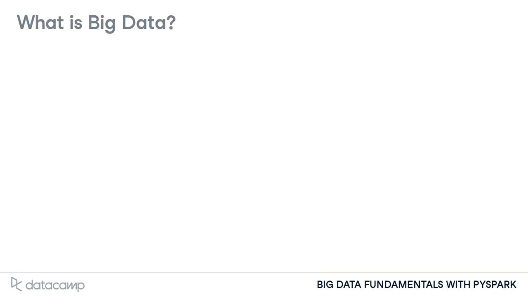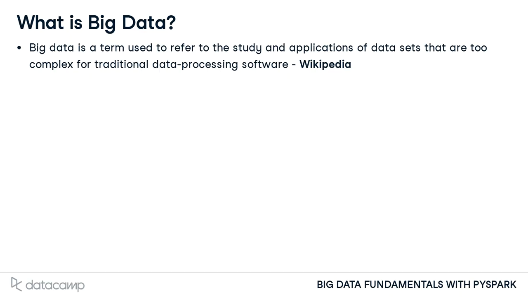Let's get started. What exactly is big data? There's no single definition of big data because projects, vendors, practitioners, and business professionals use it quite differently. According to Wikipedia, big data is a term used to refer to the study and applications of datasets that are too complex for traditional data processing software.